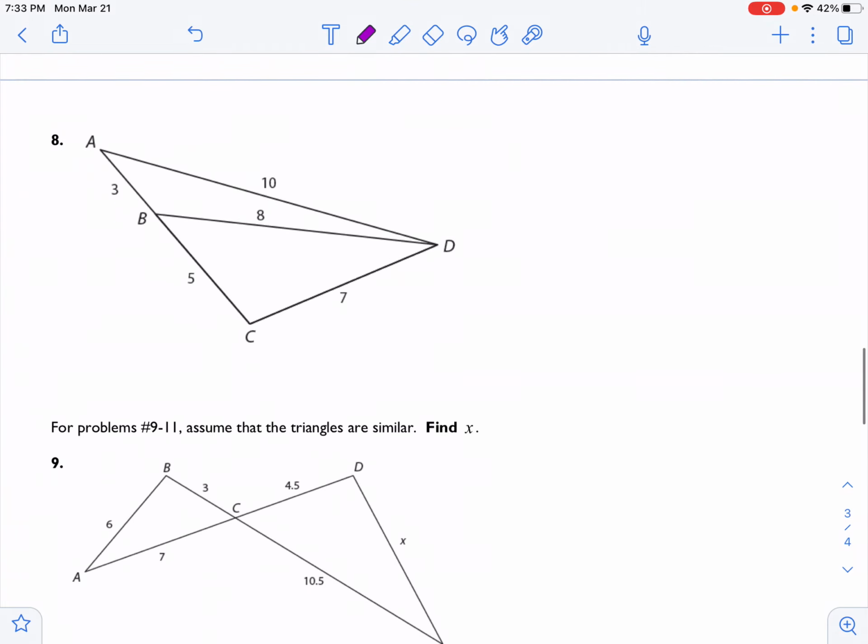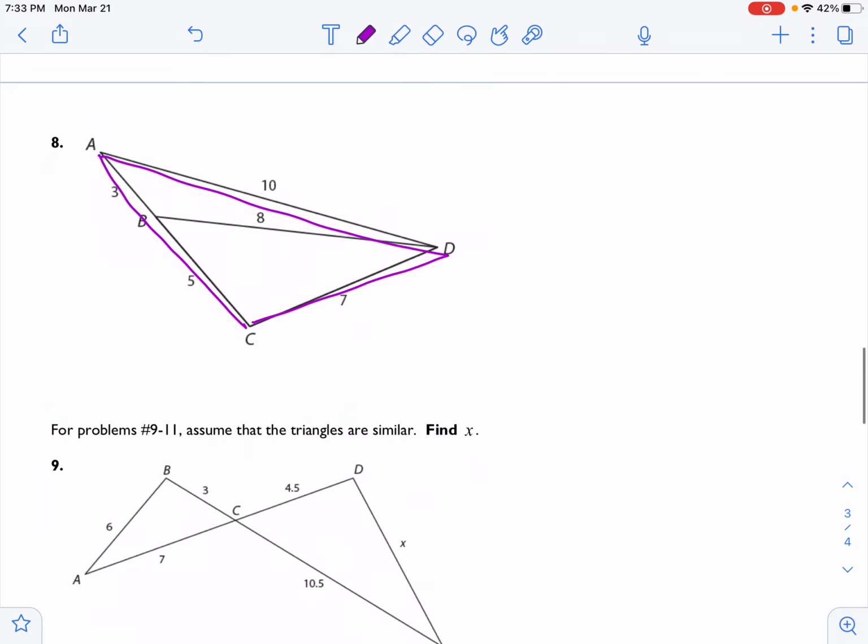Please ignore the barking. Okay, let's look at this one. These two kind of look like the same shape, right? We have the outside triangle with a side of 10, 7, and this whole side together is 8. And then we have the inside triangle with a side of 8, 7, and 5. So let's do the big sides first. 10 divided by 8 is 1.25. Okay, and that was the big side.